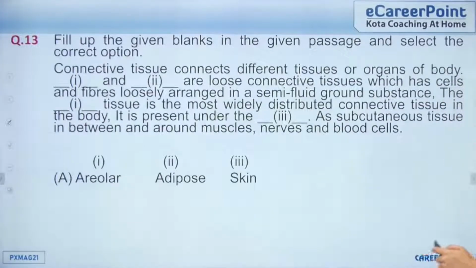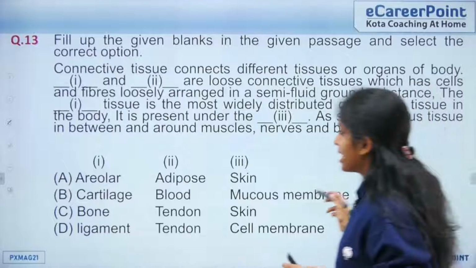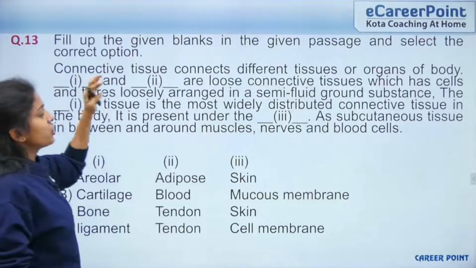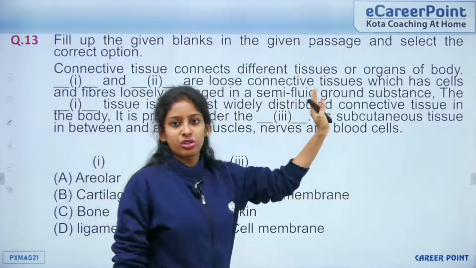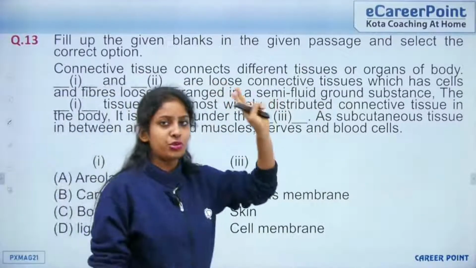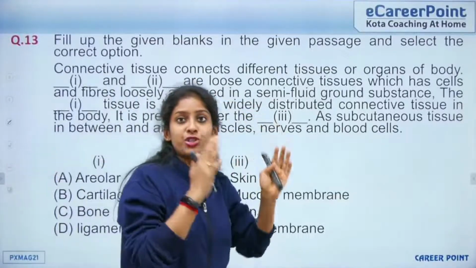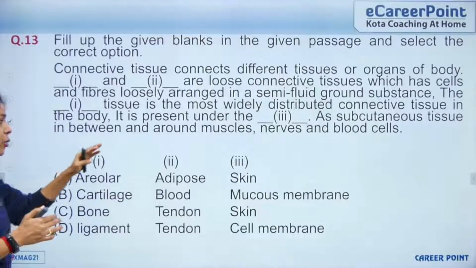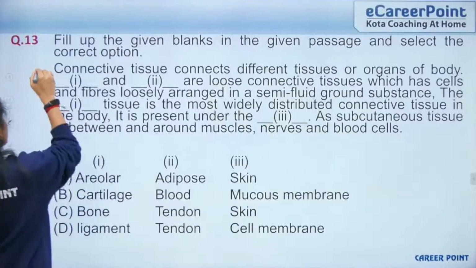Question 13, you have to fill in the blanks. Connective tissue connects different tissues or organs of the body, right? Dash and dash are loose connective tissues. Connective tissue has a classification: loose connective tissue and dense connective tissue. Loose is your areolar and your adipose. So I write it down.